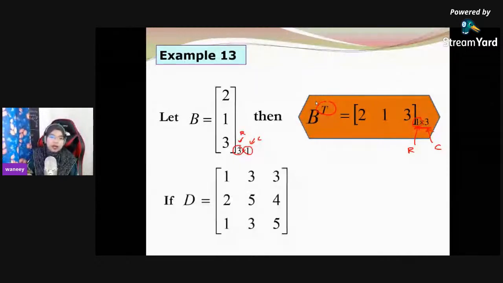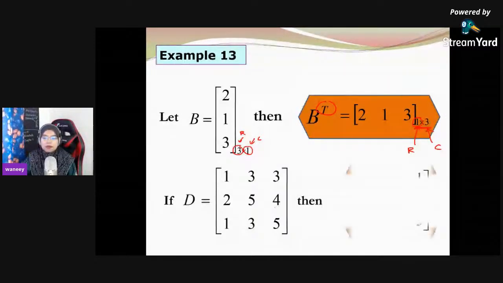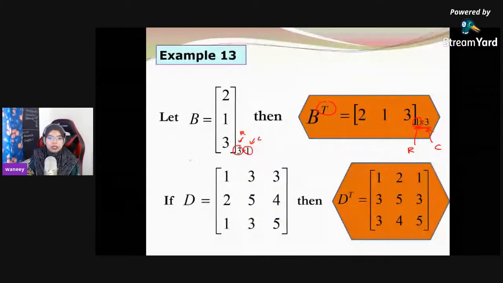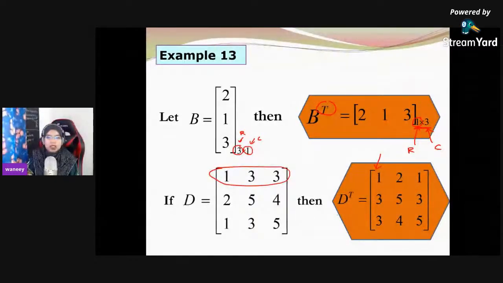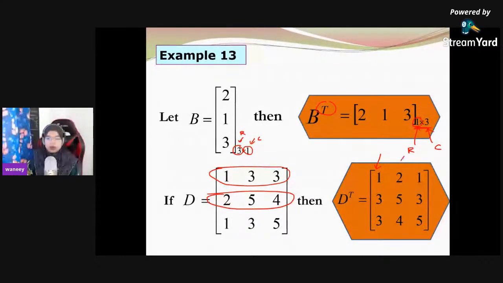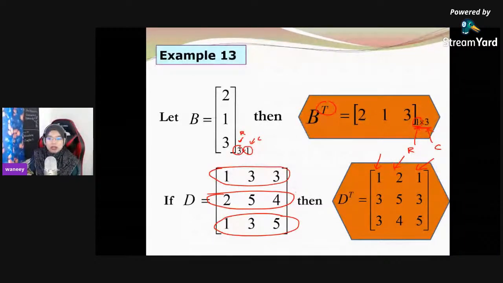Okay, so if we have D 1, 3, 3, 2, 5, 4, 1, 3, 5, if you transpose them, the first row becomes the first column. So 1, 3, 3. Second row, 2, 5, 4, will become the second column. And then the third row, 1, 3, 5, that is where the third column is, 1, 3, 5. So this is the transpose.